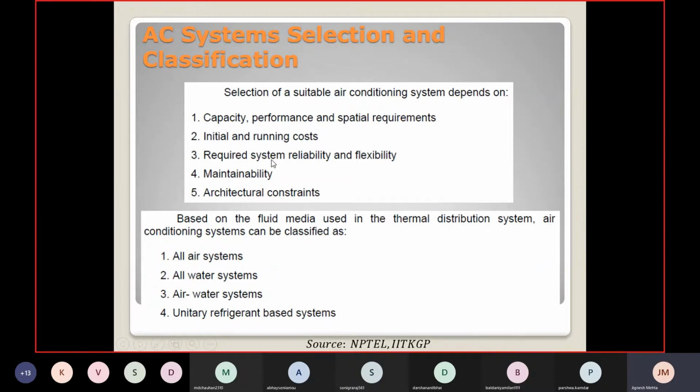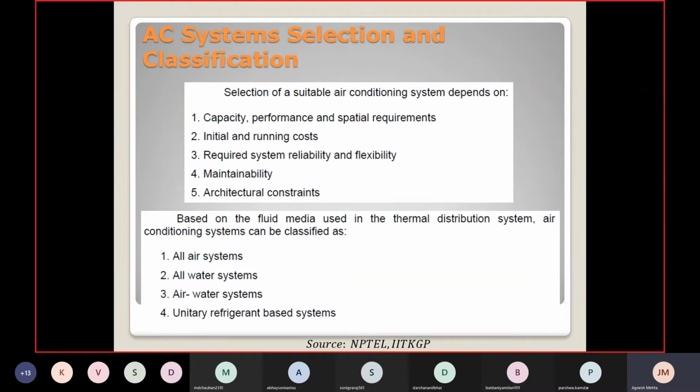Third, required system reliability and flexibility. How much can you depend upon the system? Low maintenance required, less breakdown, etc. And flexibility: in case your requirement changes, whether that system will suit your requirement or not. Then, maintainability and architectural constraints. So these are the selection criteria.